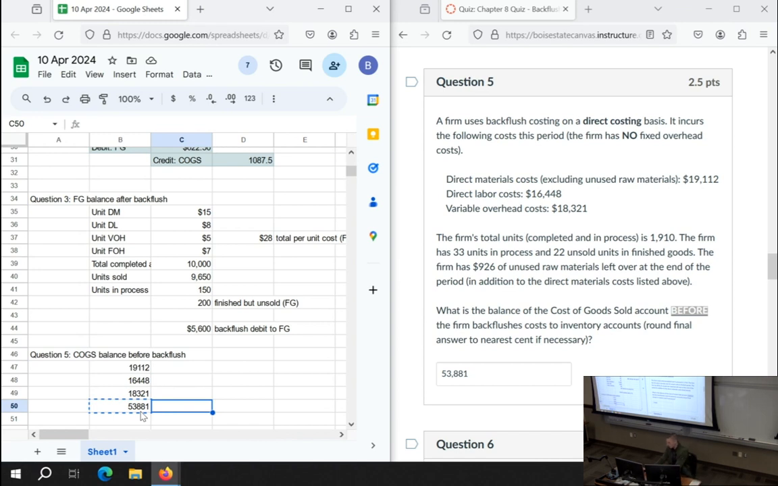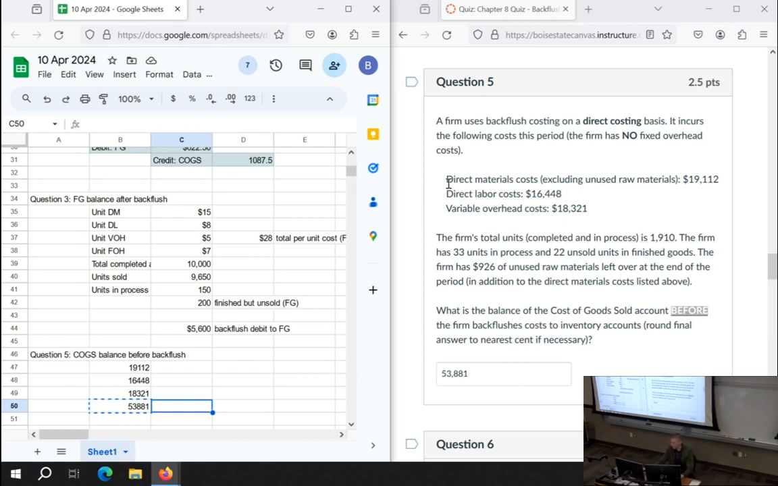So those were debited to cost of goods sold. So that is the balance of cost of goods sold. I don't have to tell you the beginning balance because it's an income statement account. It's an expense account, which is zeroed out every period. That's the nature of those accounts. So the starting balance was zero.